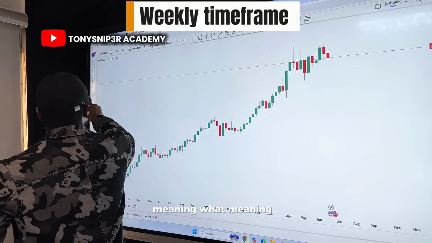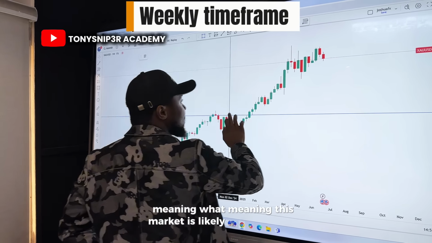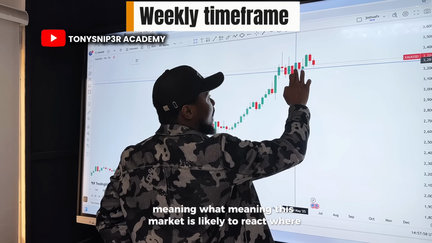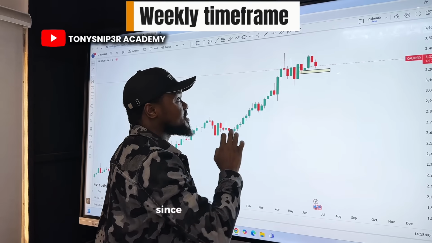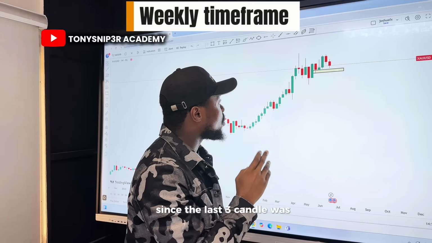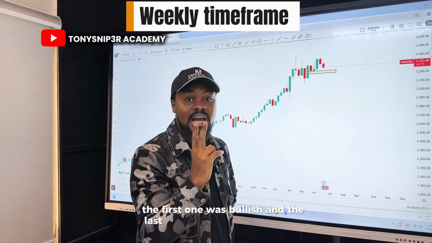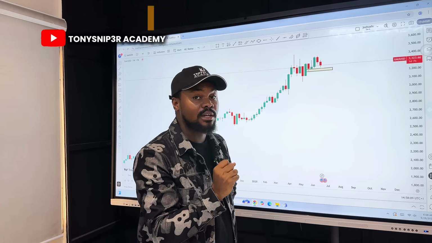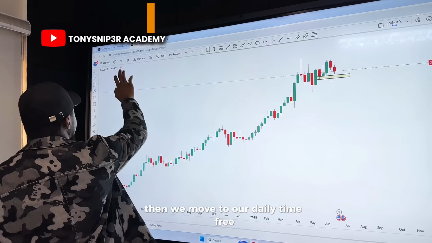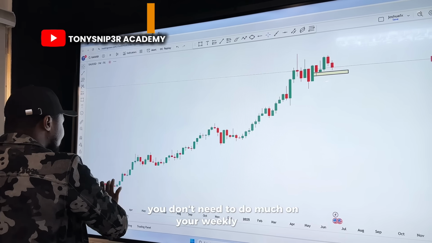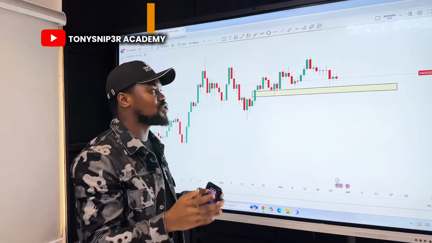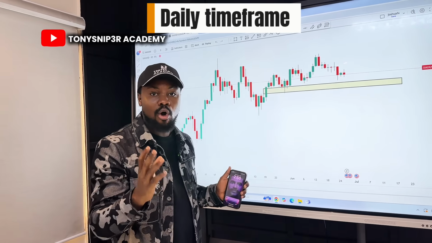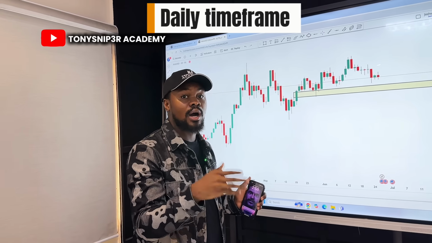Meaning what? Meaning this market is likely to react around this level here, right? Since of the last 3 candles, the first one was bullish and the last 2 were bearish, the market is likely to react around that level. Then we move to our daily time frame. You don't need to do much on your weekly time frame. The only thing you do on your weekly time frame is just look out for those candles. More work is done on the daily, 4 hour, and so on.